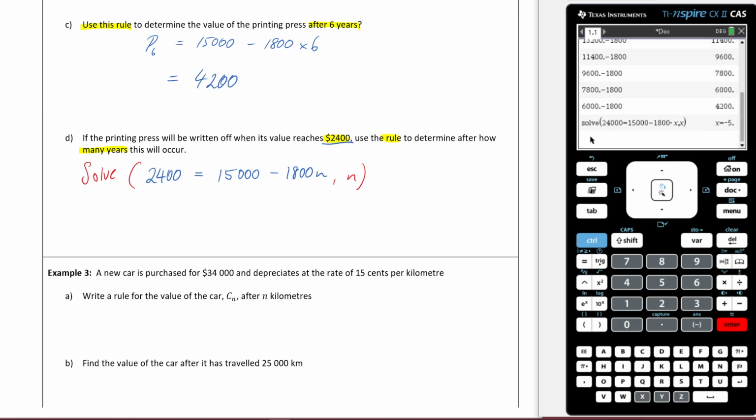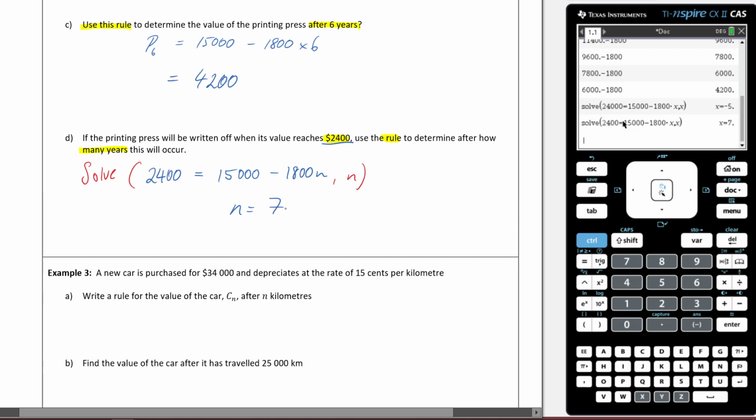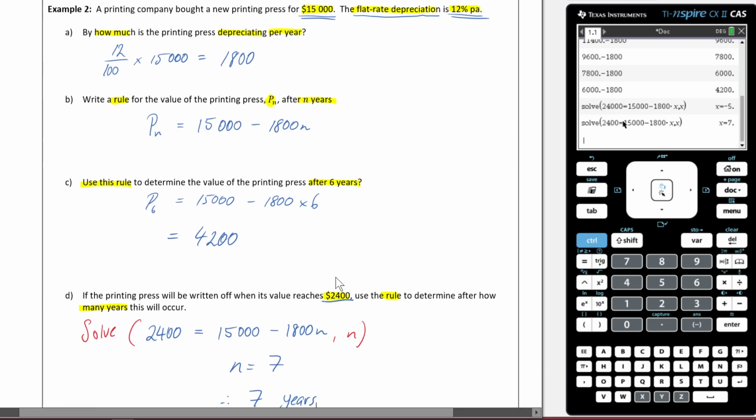Now this is where we're going to use a bit of common sense. It's saying -5. Does that seem right? It does not seem right. That must mean we've put something in wrong somewhere. Oh, would you look at that? I put too many zeros there. So make sure you are using a little bit of common sense. That was 24,000, not 2,400. It's 7. So n will be equal to 7, and therefore it's going to be 7 years. Perfect. Hopefully that has made sense of how to use a rule. Very important stuff here.